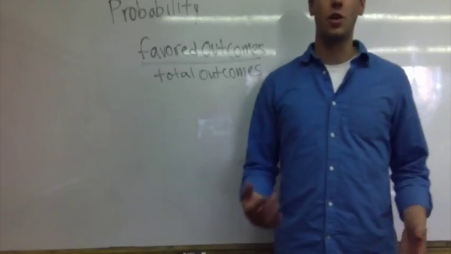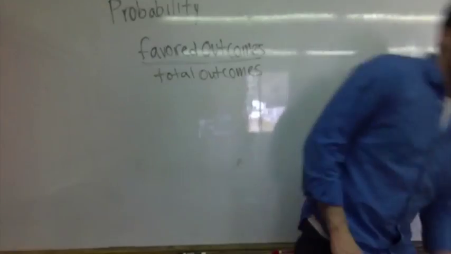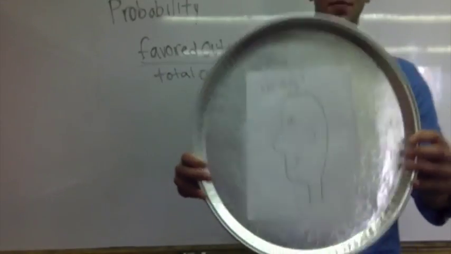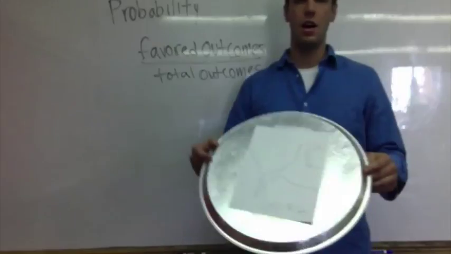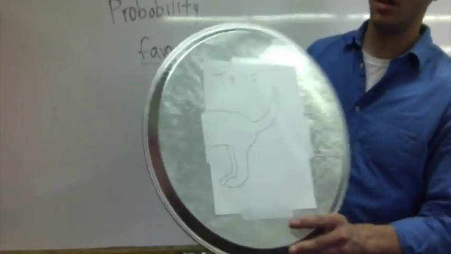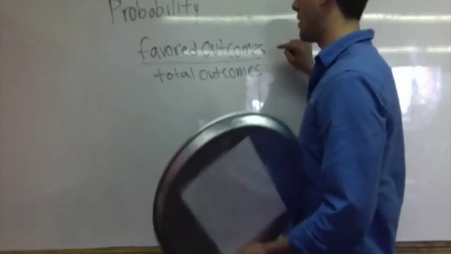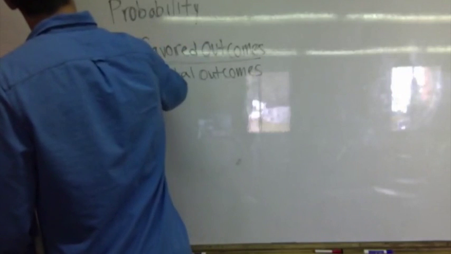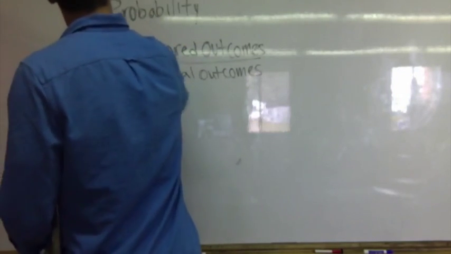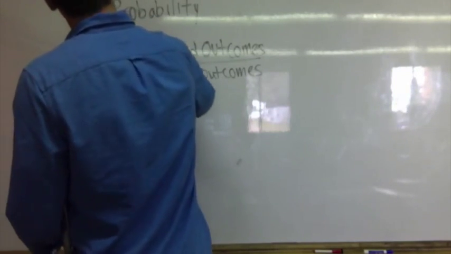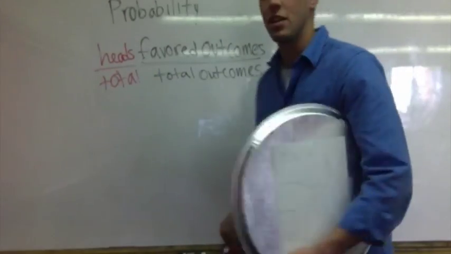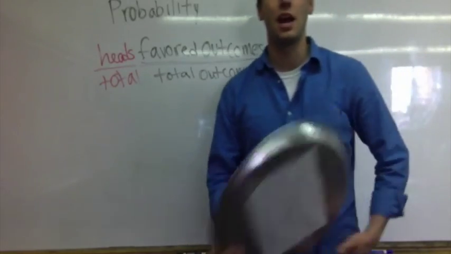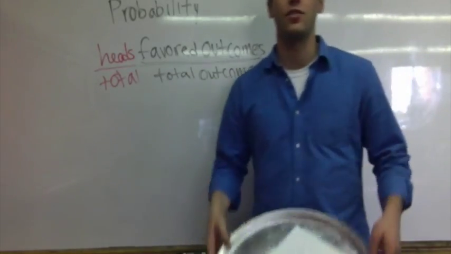Suppose that you're flipping a coin. And suppose that your favorite outcome is to get heads. And the other side is tails. You don't want tails. So the favorite outcome here is heads. So you're going to figure out by tossing it a few times how many times you get heads, divided by the total amount of times that you tossed it. And so let's do this a few times.